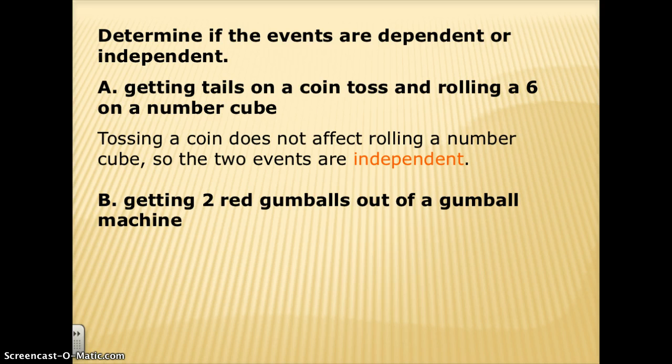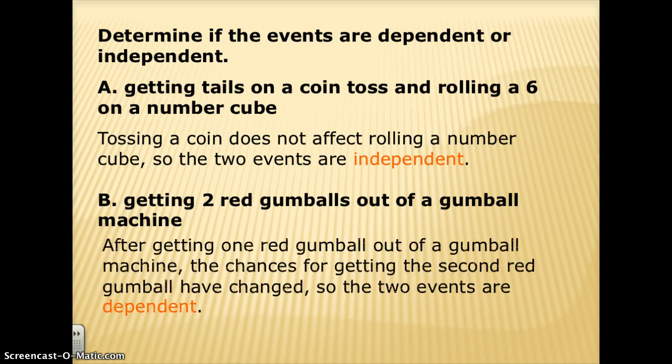B. Getting 2 red gumballs out of a gumball machine. After getting 1 red gumball out of a gumball machine, the chances for getting the second red gumball have changed, so the two events are dependent.